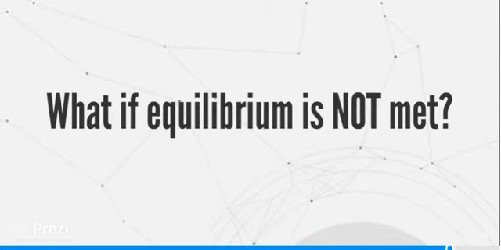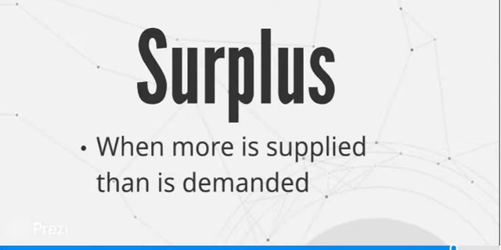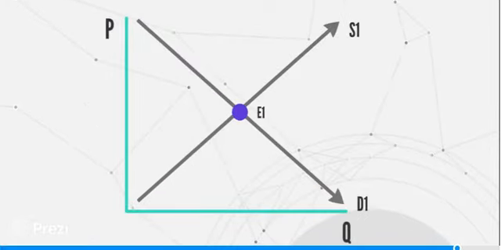All right, so what happens if equilibrium is not met? What happens if the amount that is demanded and the amount that is supplied are two different things? There's one of two situations that can occur. The first of which is called a surplus. That's when more is supplied than is demanded. So you have more stuff on the shelf than you have people who are willing to buy said stuff on the shelf. And this is how this looks on a graph.